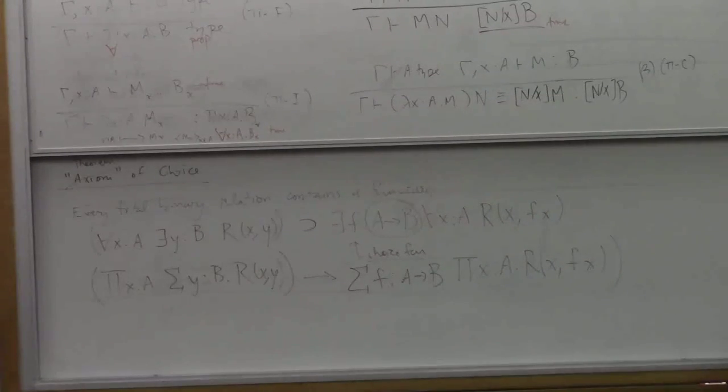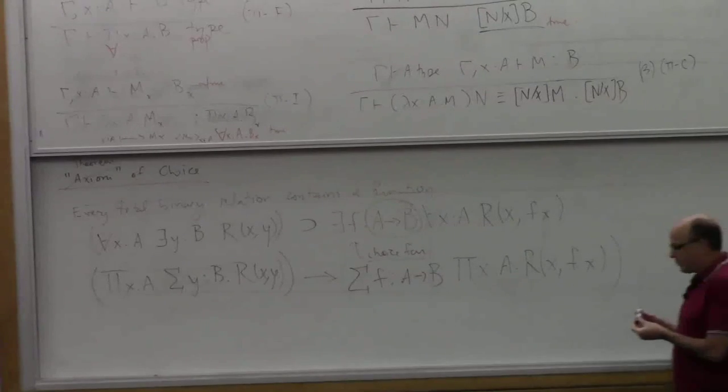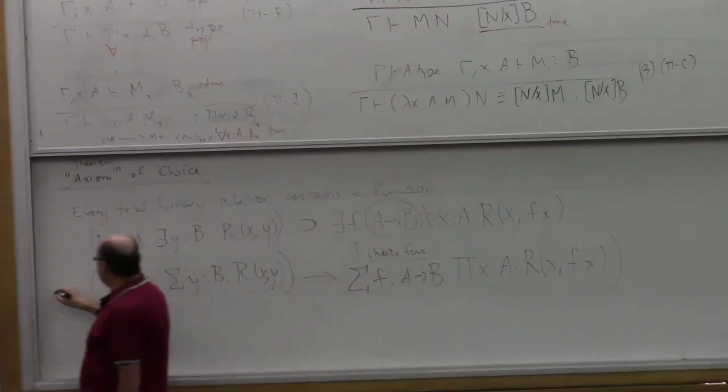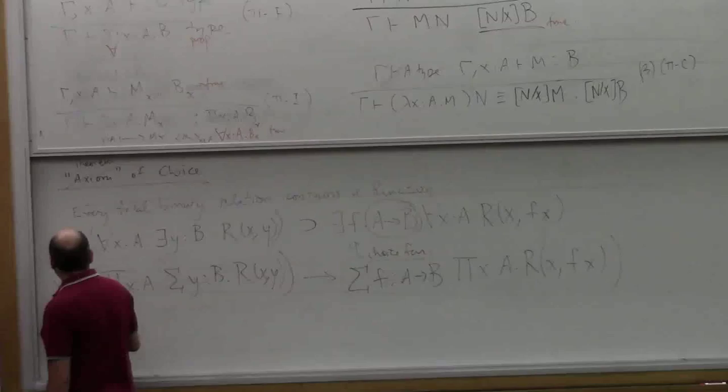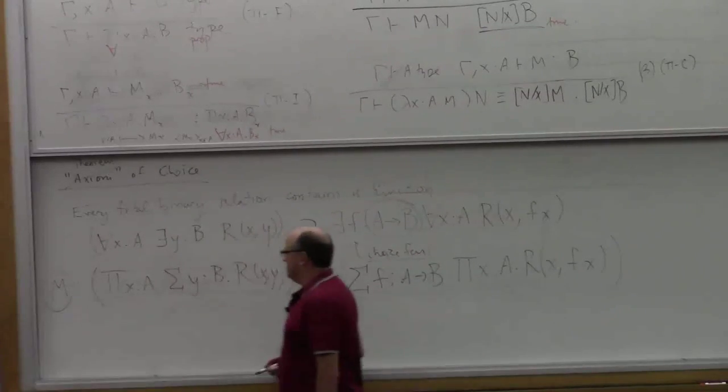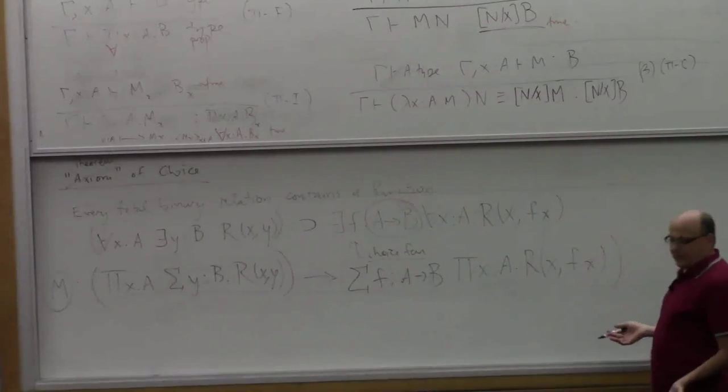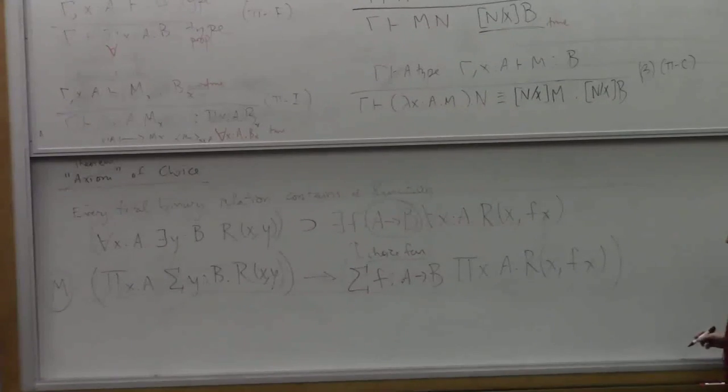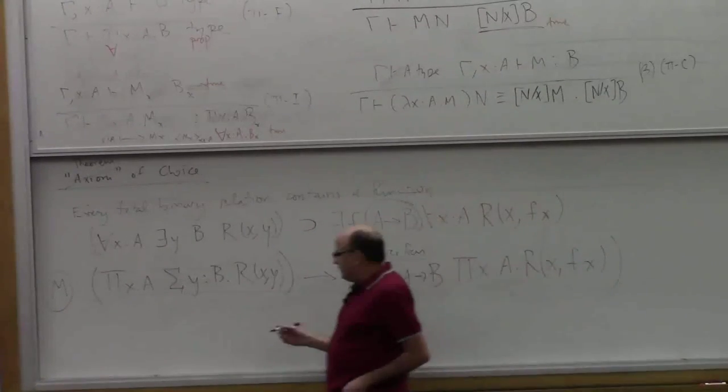Okay, so that's a restatement of what I'm going to do. I'm going to show you there exists a term M, and I'm going to tell you what that term is. Therefore, I'm going to give you a proof that this is a theorem. That's what I'm doing. So how do I do that?